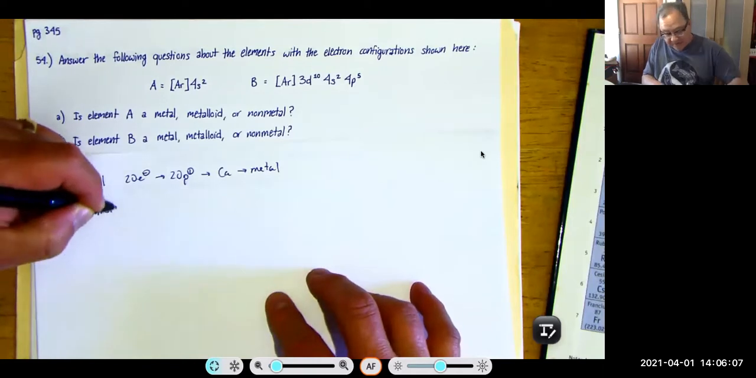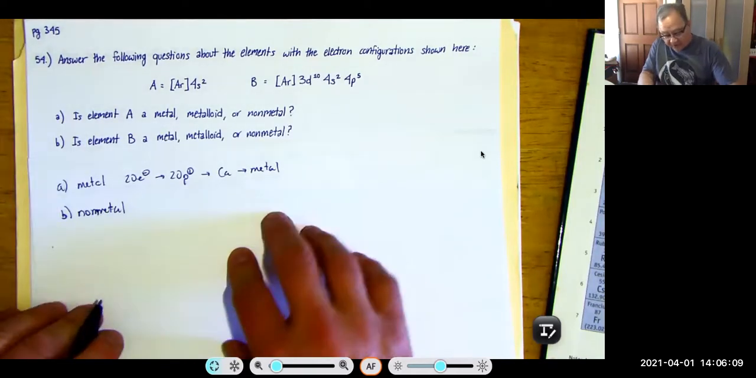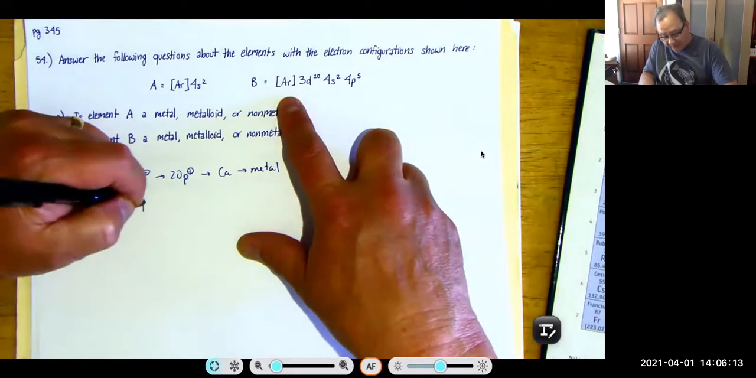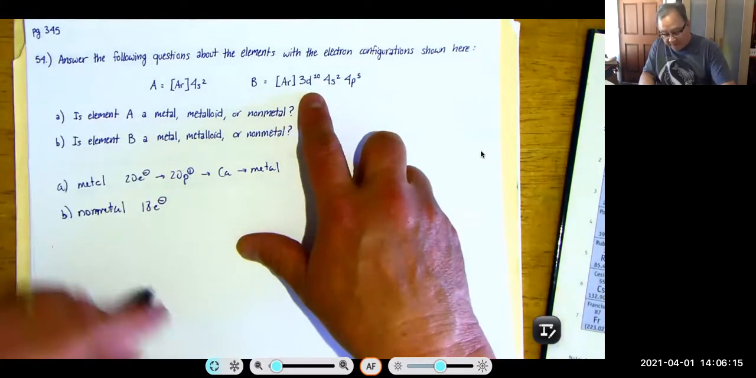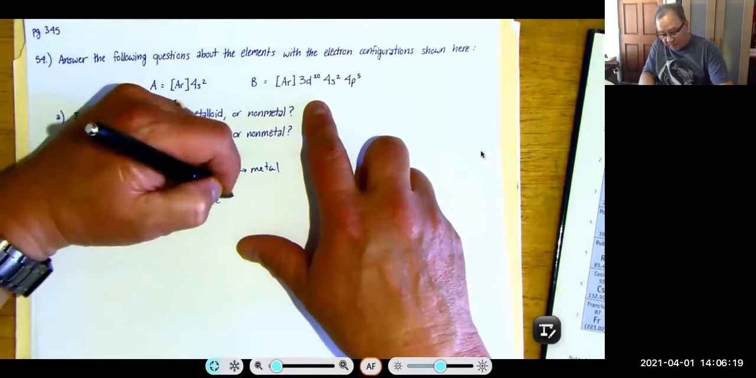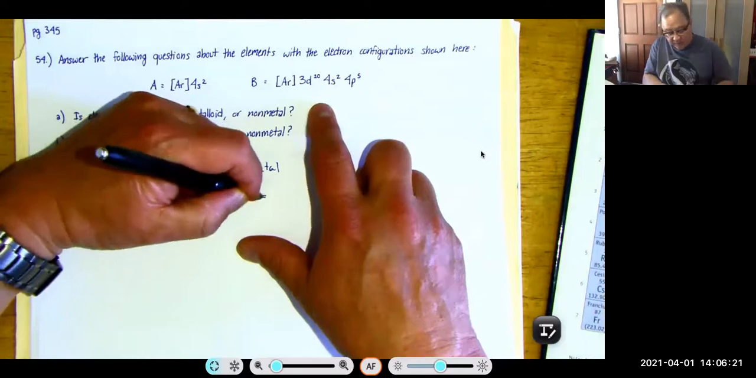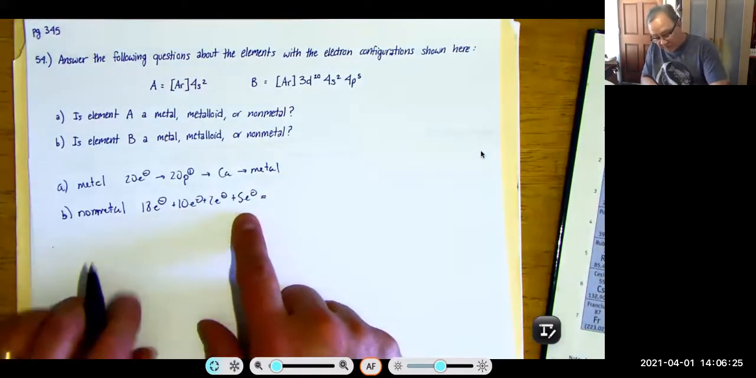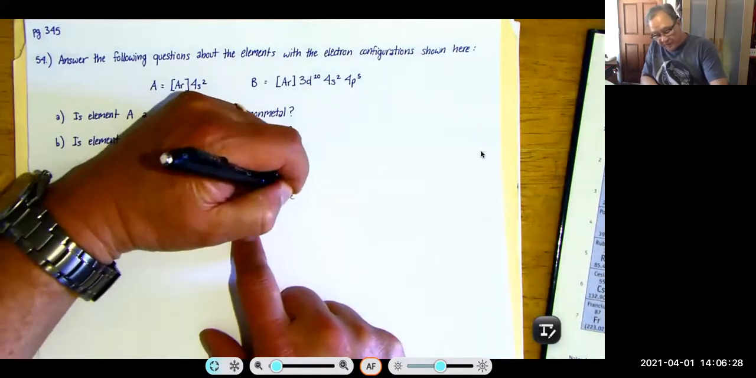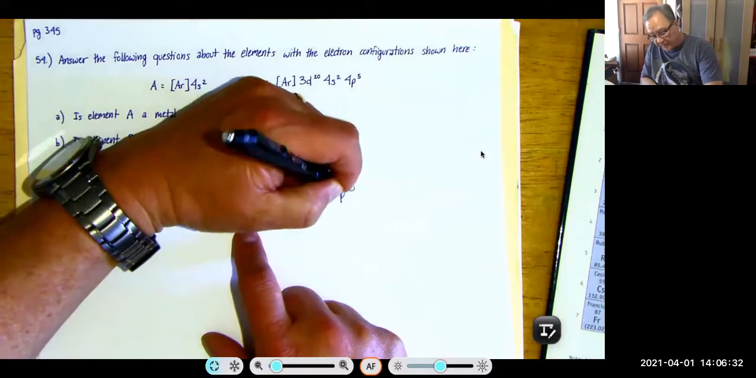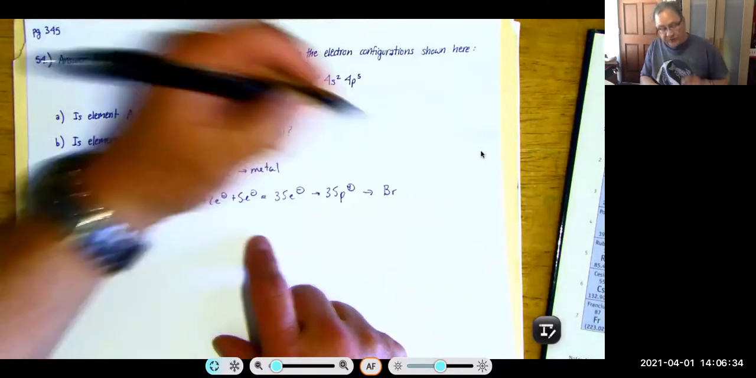And the reason is that for argon, it's got 18 electrons, plus 10, plus 2, plus 5 electrons. And when we add that all up together, we get 18, 28, 30, 35 electrons, which means it's got 35 protons, which means it is bromine, which is a nonmetal.